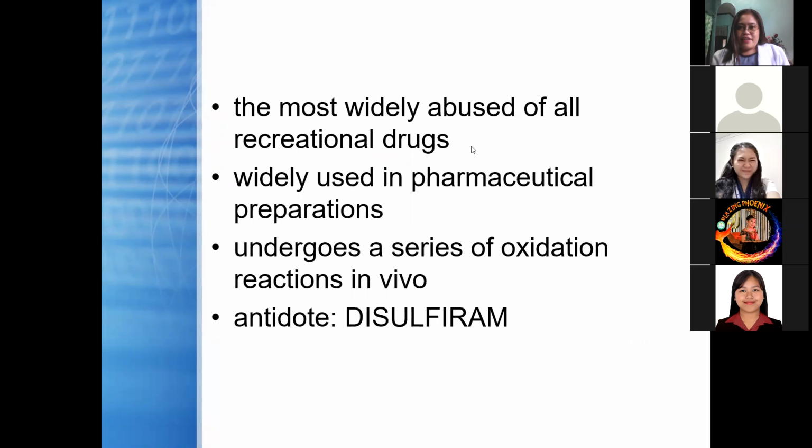Okay? So, class, when you say alcohol, this is the most widely abused recreational drug. Alcohol is a drug. Please take note of that. It is a drug, but it is widely abused. The abuse of alcohol is severe. However, pharmaceutically, alcohol has many uses. We can use alcohol as a solvent, or as a co-solvent. It can be a preservative. So alcohol has many uses.